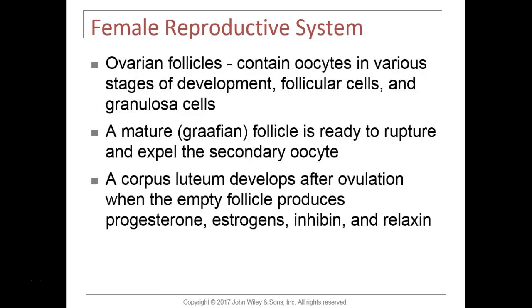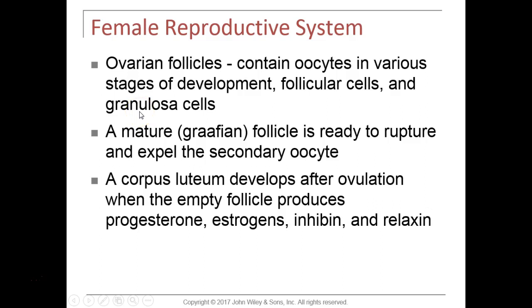Inside the ovary, there are fluid-filled structures where the eggs will develop. Those are called the ovarian follicles. The follicles contain oocytes in different stages of development. Those oocytes are surrounded by follicular cells forming the wall of a follicle, and then special cells called granulosa cells, which at a certain part of the female reproductive cycle, these cells produce some of the hormones.